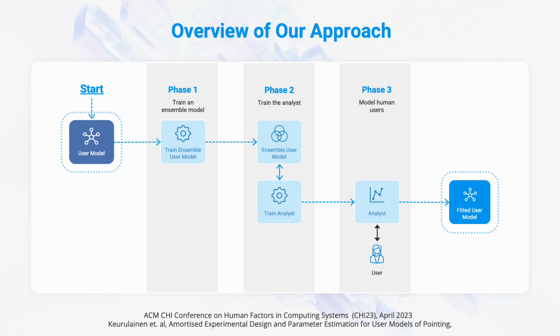Finally, in phase 3, the trained analyst could potentially be deployed with human users, conducting experiments and gathering data to generate a fitted model tailored to each individual user's behavior. This phase leverages the computation conducted in phases 1 and 2, allowing for optimal data collection and parameter estimation without causing any noticeable interaction latency for the users. Now, let us take a closer look at the components of this model.